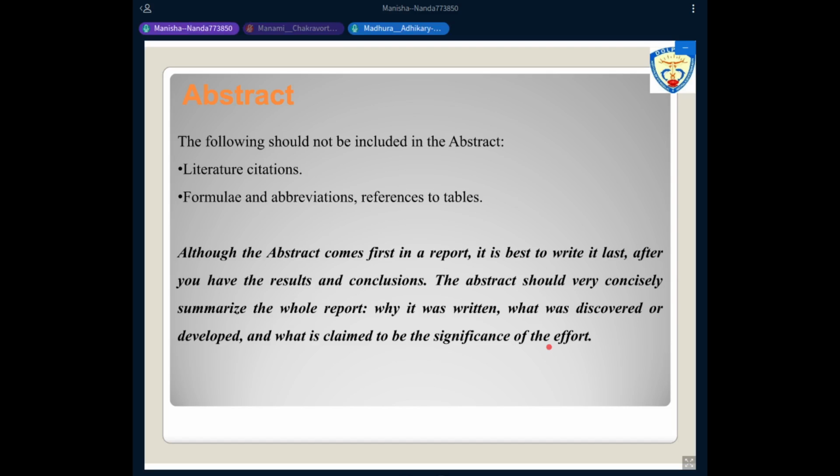Yes, please go ahead, ma'am. Okay. Any questions from your side? Okay, Madhura, can you please unmute? Any questions, Madhura? No, ma'am. Not till now. Okay, so you're clear with what an abstract is? Yes, ma'am. Okay, fine. I guess others have also posted their responses. So we'll just move ahead with the lecture.